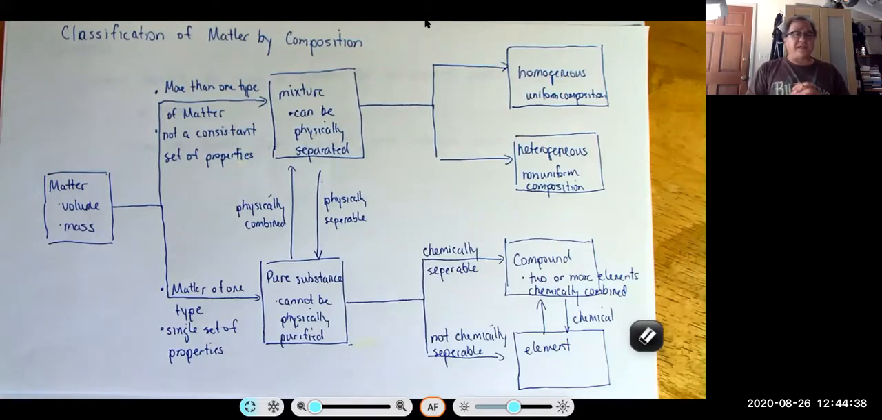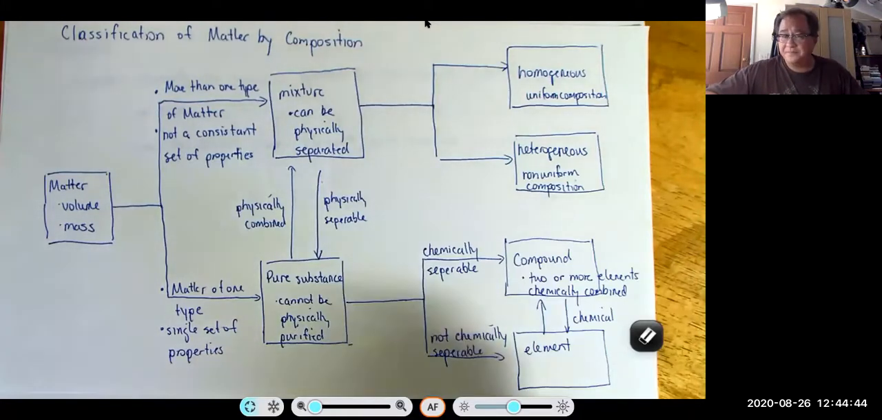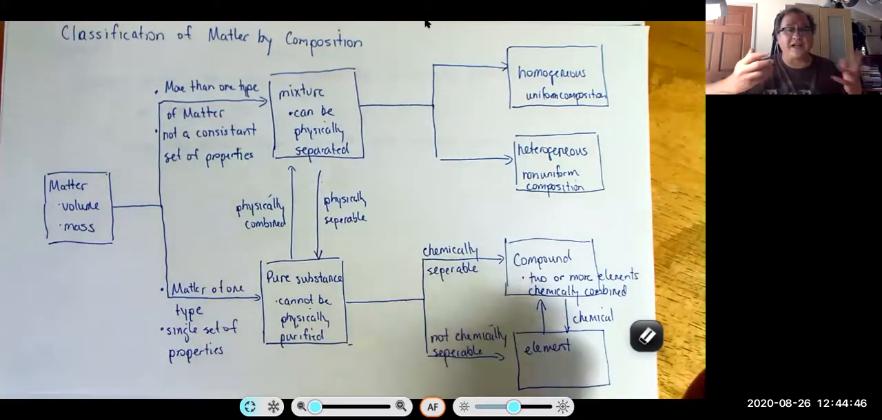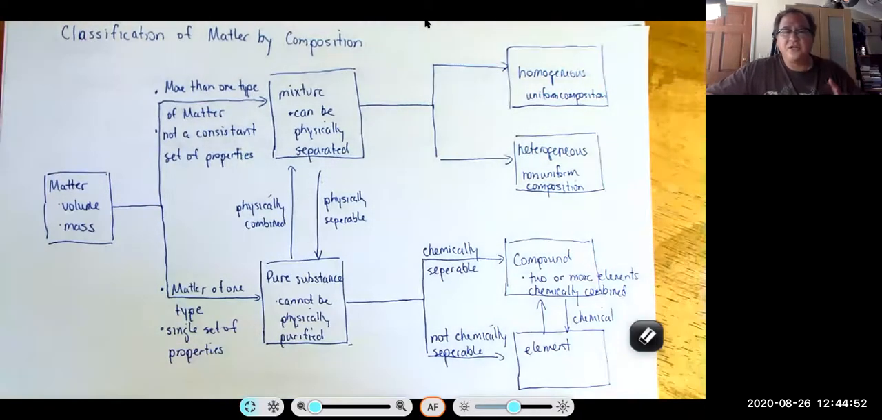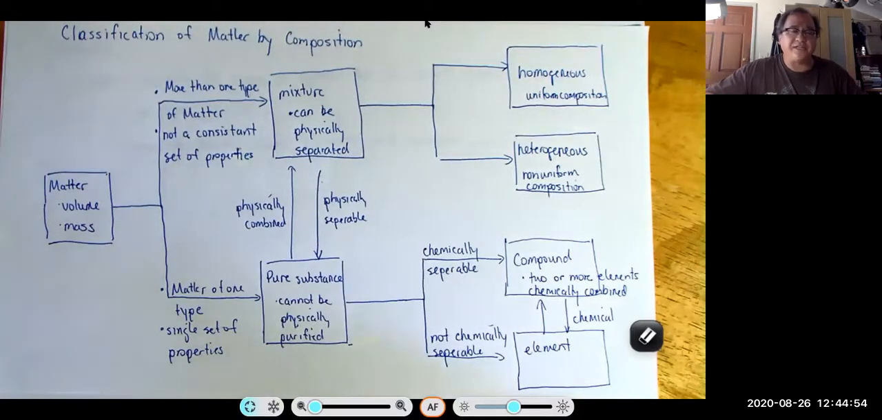If you want to see a heterogeneous mixture, look in a mirror. You do not look uniform. Your hair does not look like your eyes. Your eyes do not look like your skin. Your teeth do not look like your lips. You are definitely a heterogeneous mixture.